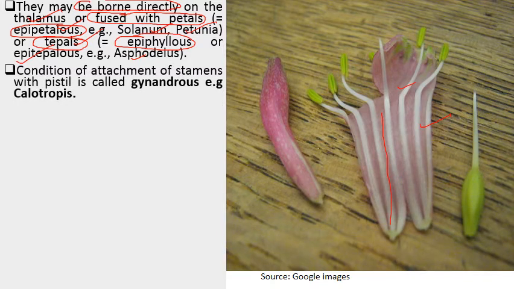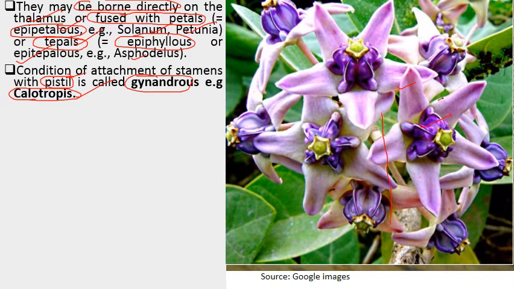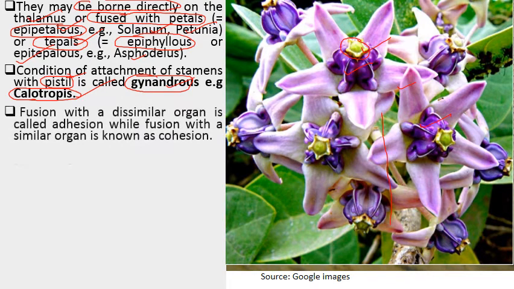The condition of attachment of stamens with pistil is called gynandrous condition. When the stamens are fused with the pistil or carpel, then we use the term gynandrous flower or gynandrous condition. It is found in the case of Calotropis. It is a xerophytic plant. In this, this type of condition is present. This is the structure which is formed by the fusion of stamens and the carpel. So both of these fuse to form a structure, and this condition is called gynandrous condition, and it is found in the case of Calotropis flower.